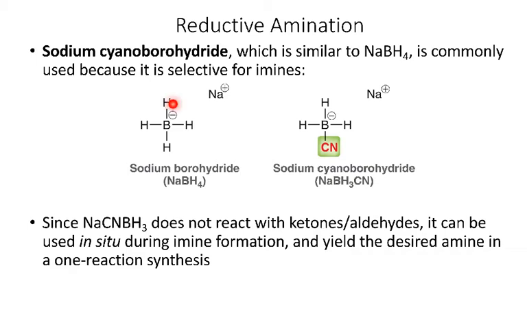If we just use sodium borohydride, it would reduce the aldehydes and the ketones before we had a chance to turn them into the imines if I tried to do it all in one step. So the advantage of the sodium cyanoborohydride is that I can add the reagents to convert it to the imine and to do the reduction into the reaction flask all at the same time. So this is the reducing agent that I'll typically use when I want to use this method for making amines.